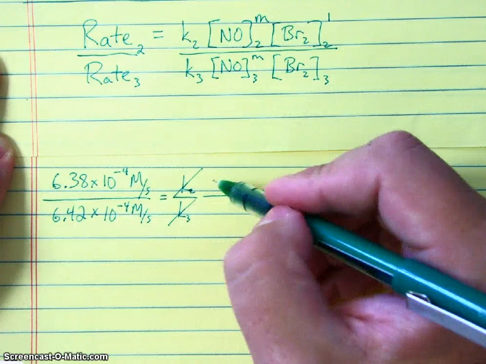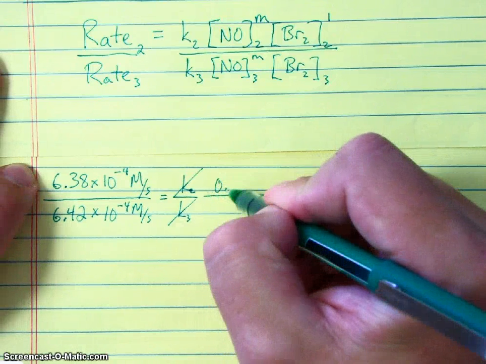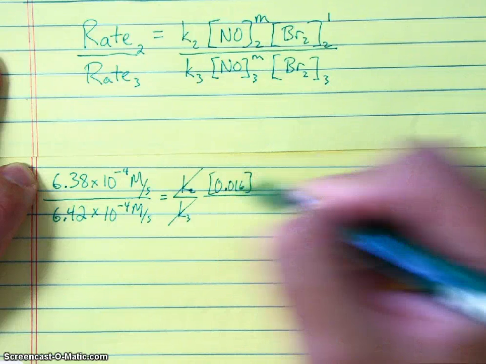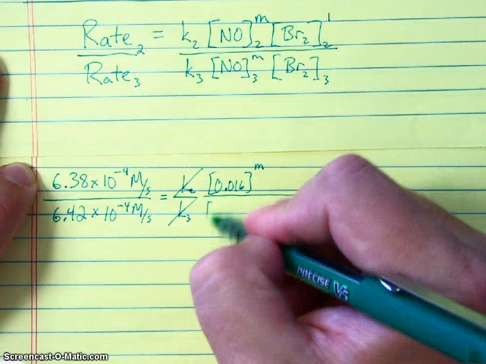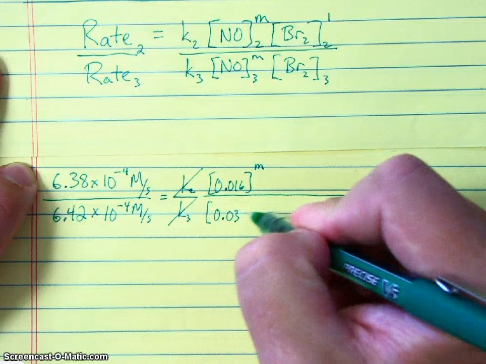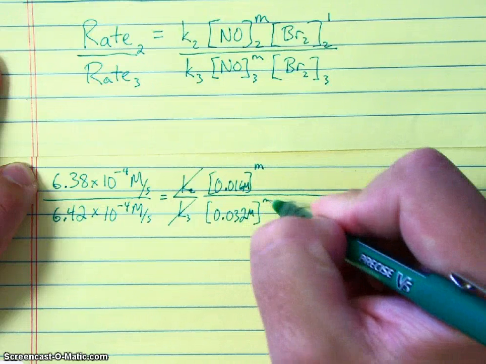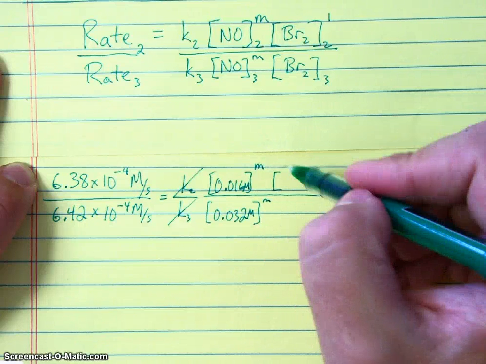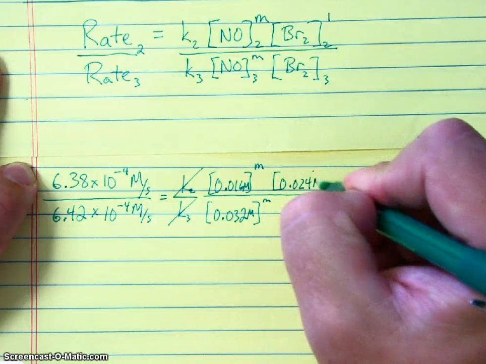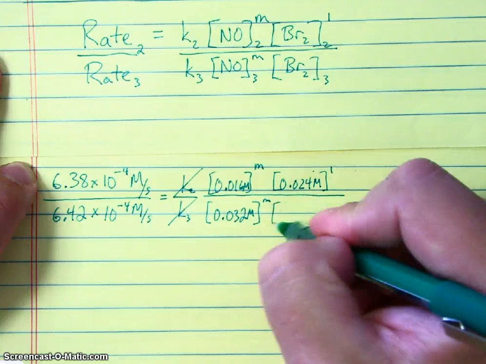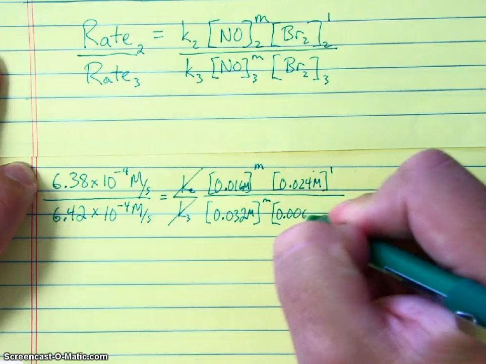The concentration of NO initially in experiment 2 is 0.016. And that's to the M, we don't know yet. Below that we have experiment 3. The concentration was 0.032 to the M. Now for the bromine, we do know the order for this. And it's first order, so we plug that in. If you don't plug it in, you have two variables and you have a trickier situation.